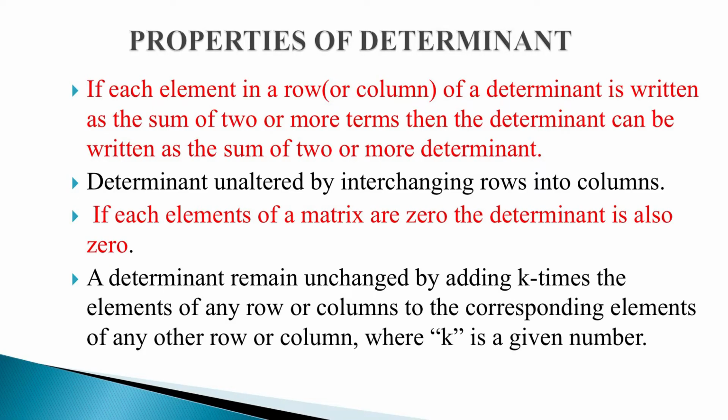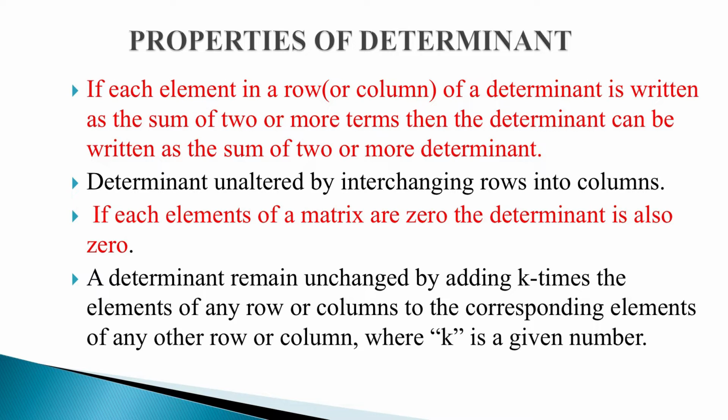Next, if each element in a row of a determinant is written as a sum of two or more terms, then the determinant can be written as a sum of two or more determinants. Similarly, the determinant remains unaltered by interchanging rows and columns. If all the rows are interchanged with the columns and all the columns with the rows, then the value of the determinant remains unchanged. Next, if each element of a matrix is 0, then the determinant value is also 0.